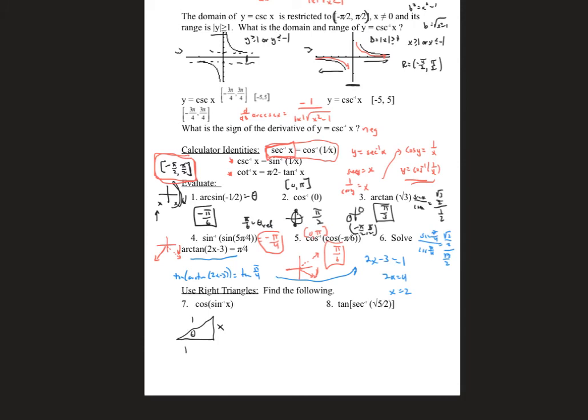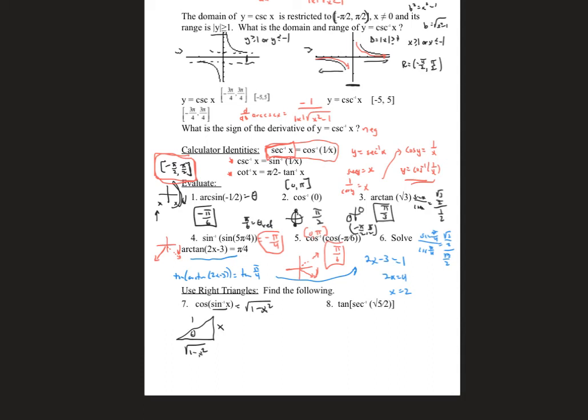With a little Pythagorean theorem, we can find that this is going to be the square root of 1 minus x squared. So the cosine of this angle is going to be adjacent over the hypotenuse. It's going to be the square root of 1 minus x squared.